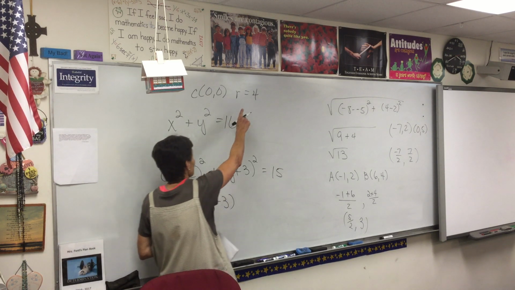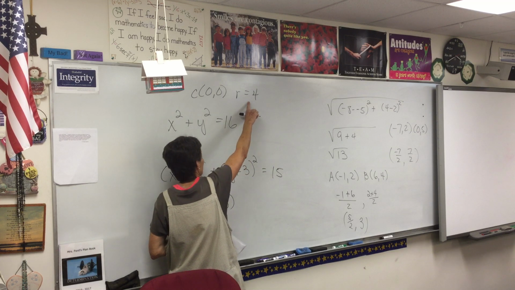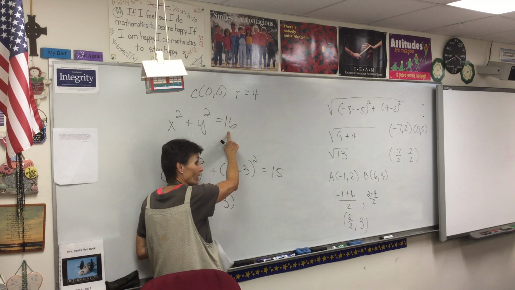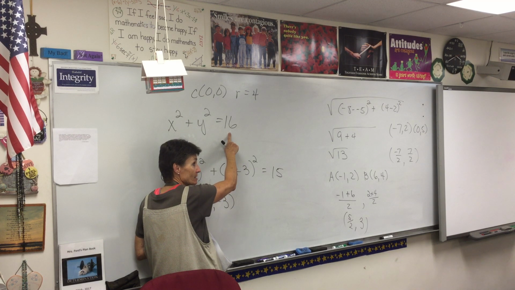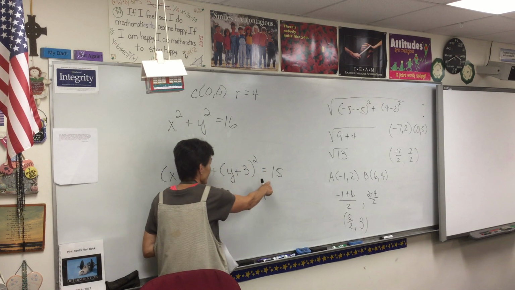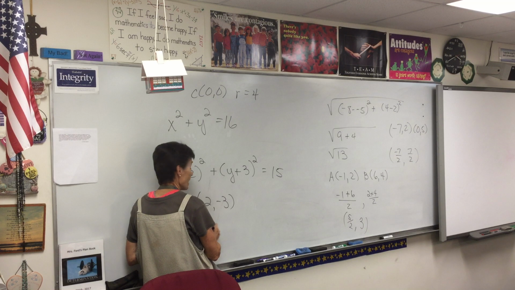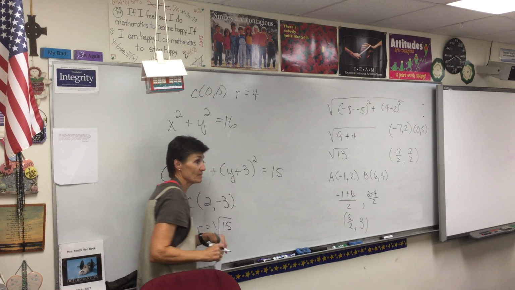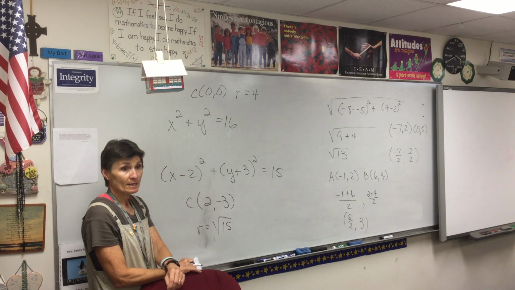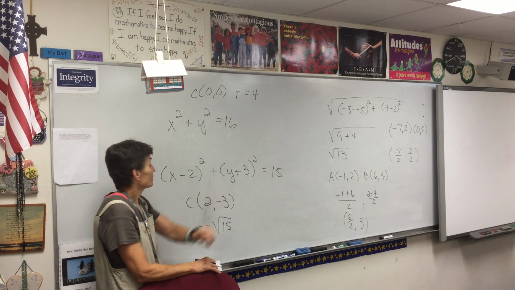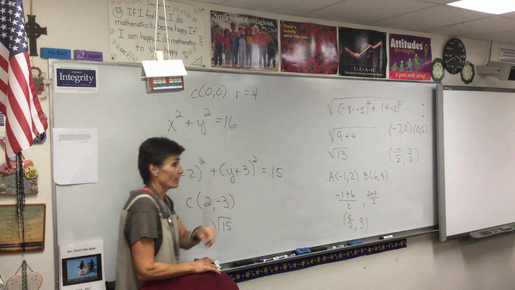Now the radius of this one, as was said, was 4, because the square root of 16 is 4. And to find the radius, we just square root that number. So what's the radius of this one? Not 15, the square root of 15. To find the radius, you square root that number. So that's how we got 4 for the radius.